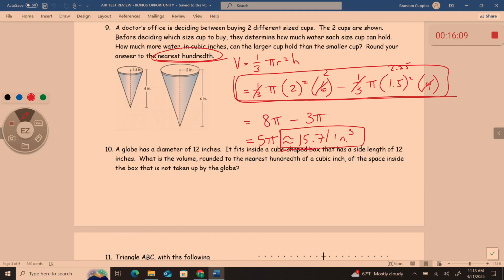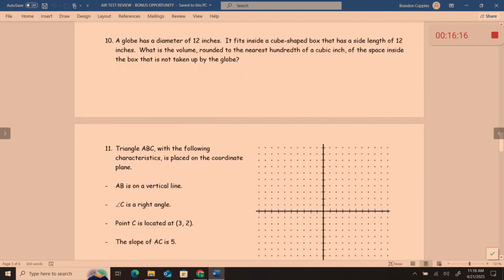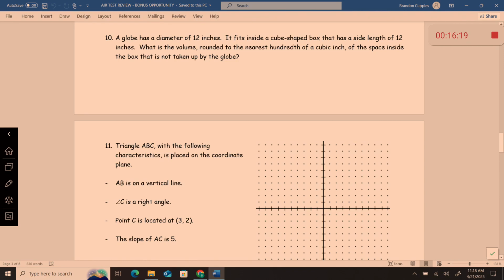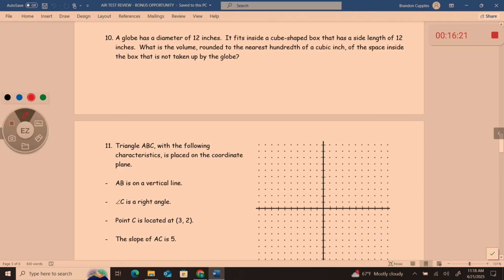All right, number 10. Looking at number 10, a globe has a diameter of 12 inches. It fits inside a cube-shaped box that has a side length of 12 inches. What is the volume rounded to the nearest hundredth of cubic inch of the space inside the box that is not taken up by the globe? Okay. If you are a visual person, here's what we're looking at. We have our globe and we have this box on the outside here. I don't know if it'd be better to do it like this.